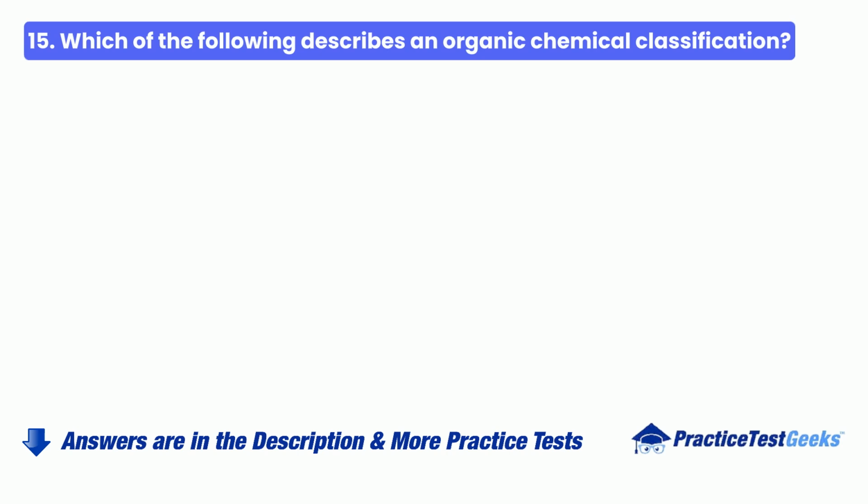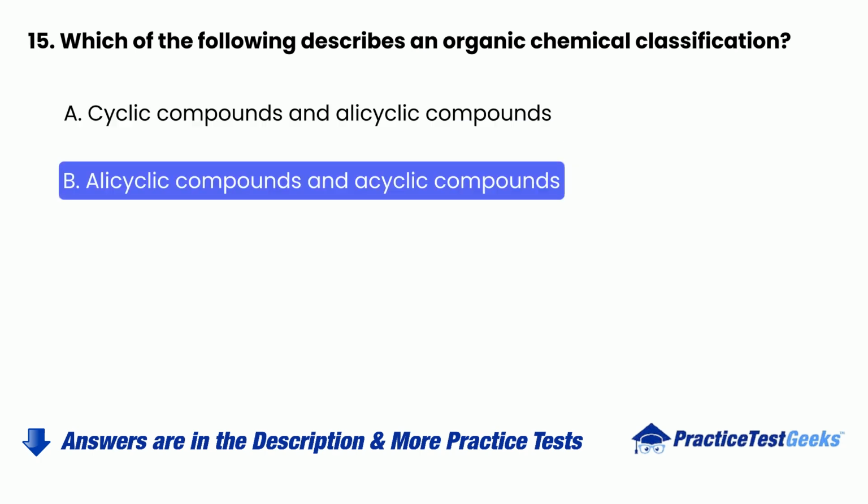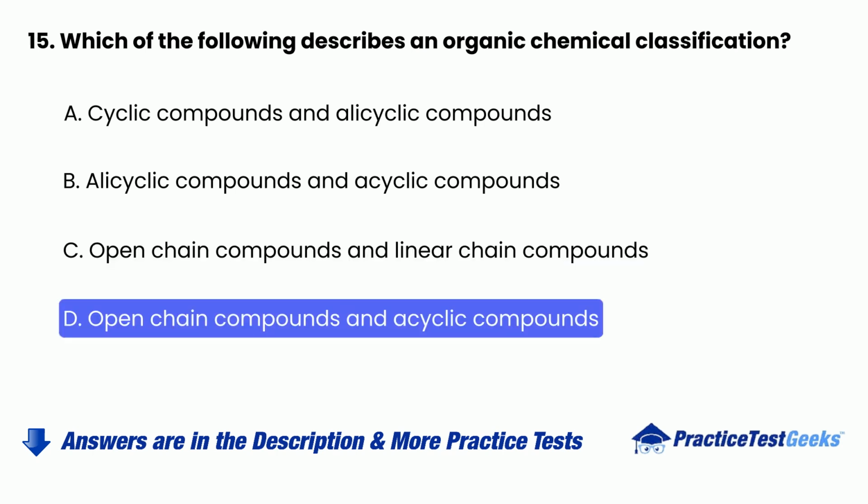15. Which of the following describes an organic chemical classification? A. Cyclic compounds and alicyclic compounds. B. Alicyclic compounds and acyclic compounds. C. Open chain compounds and linear chain compounds. D. Open chain compounds and acyclic compounds.